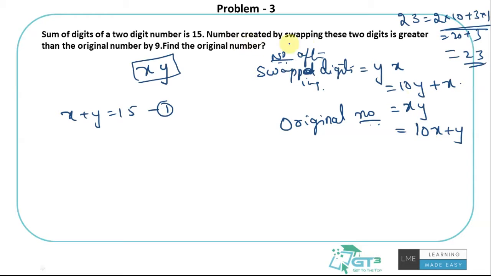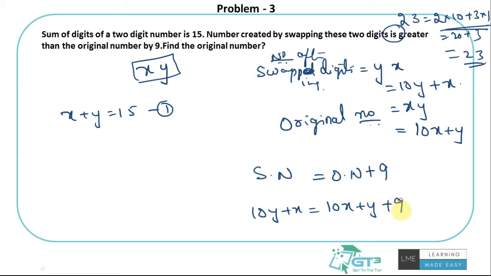Now it says the swapped digits number is greater than the original by 9. So the original number plus 9 is the swapped number. So 10y plus x equals 10x plus y plus 9. Then 10y minus y is 9y, and x minus 10x is minus 9x, equals 9. So 9 into (y minus x) is equal to 9.